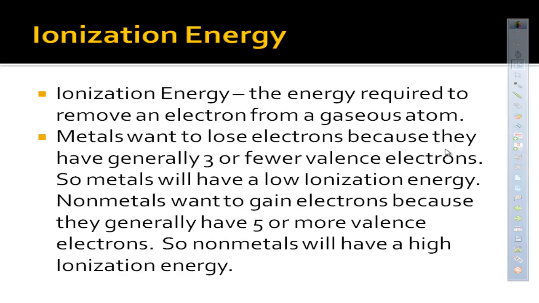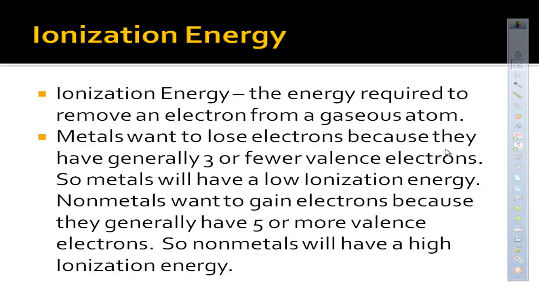Metals, they want to lose electrons because, again, they generally have 3 or fewer valence electrons. The shortest route to 8 is going to be losing those electrons. So if metals want to lose electrons already, they're going to have a low ionization energy. It's not going to take very much energy to remove an electron from them.